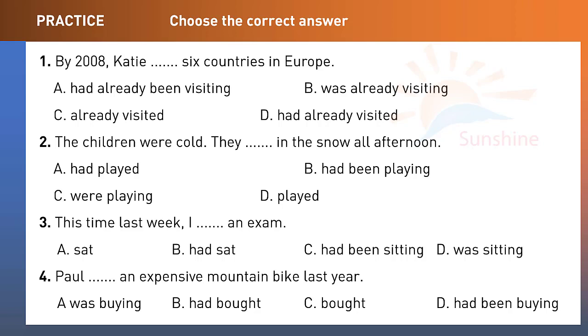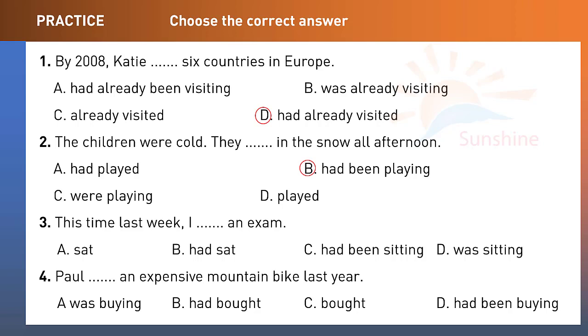Number 1. By 2008, Katie had already visited 6 countries in Europe. The tense used here is past perfect. Had already visited. Number 2. The children were cold. They had been playing in the snow all afternoon. We're using past perfect continuous with an emphasis on the duration of the activity of playing in the snow.